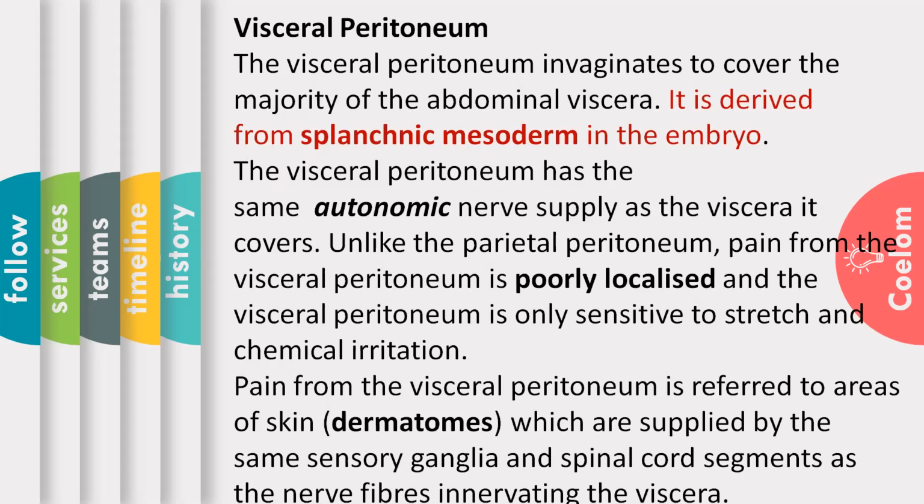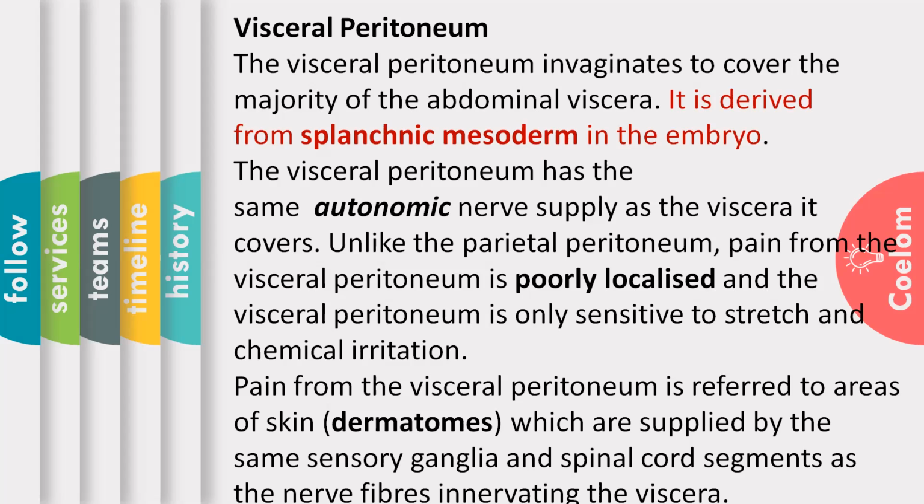Visceral peritoneum. The visceral peritoneum invaginates to cover the majority of abdominal viscera. See, this is the important thing which we have to remember, that the majority of the abdominal viscera is covered by visceral peritoneum. It is derived from the splanchnic mesoderm. See, this is the difference. The origin of parietal peritoneum was from somatic mesoderm. The origin of visceral peritoneum is from splanchnic mesoderm in the embryo.